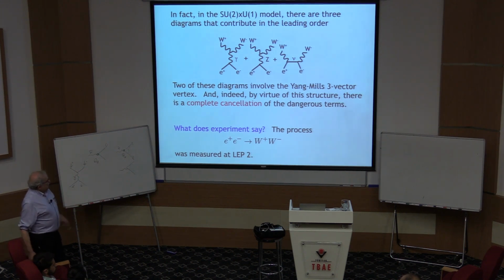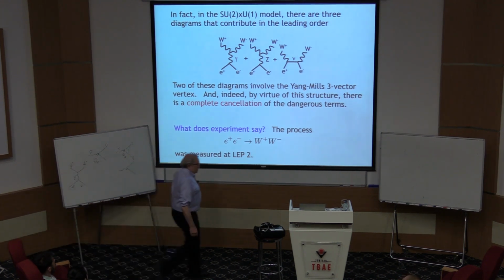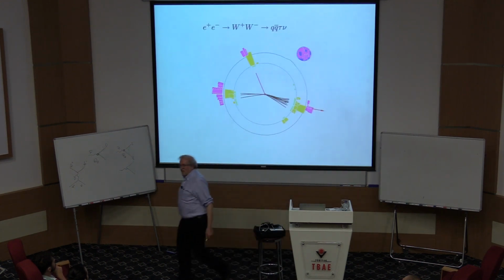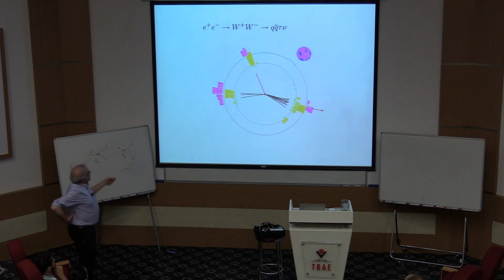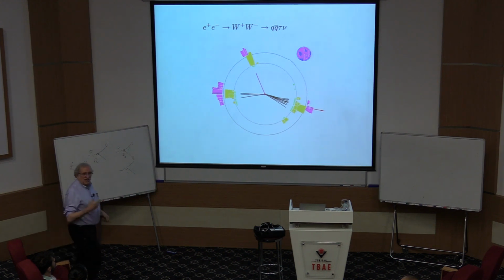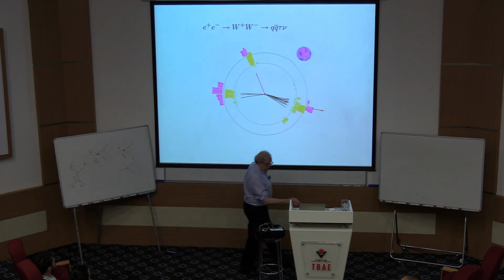Okay, now what does experiment say? Well, this process was measured at LEP2. Again, I validate that by showing you some event displays. This is e plus e minus to W plus W minus, to tau nu and jets. So here are 2 jets. This is actually a pion from the tau decay to pi nu. And then you can reconstruct the mass of this 2-jet system. It turns out to be 80 GeV, the mass of the W.